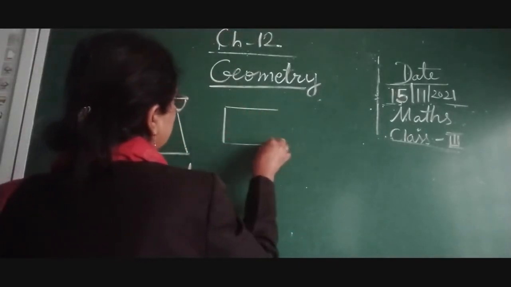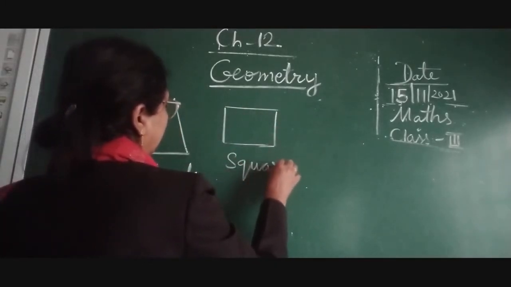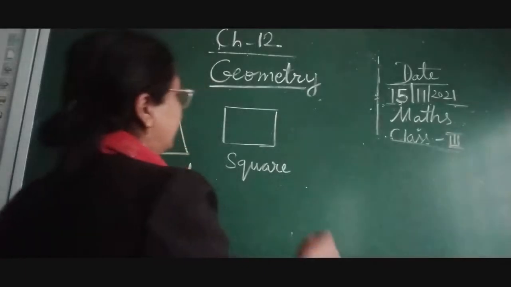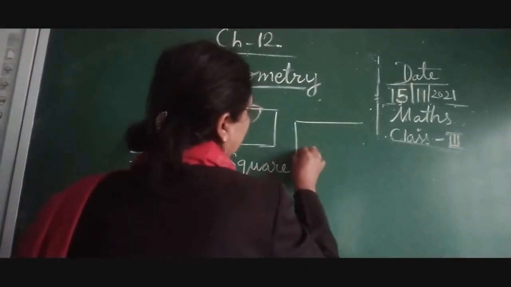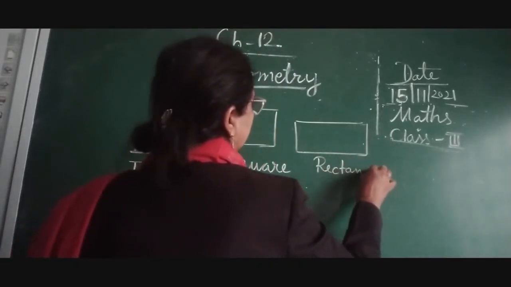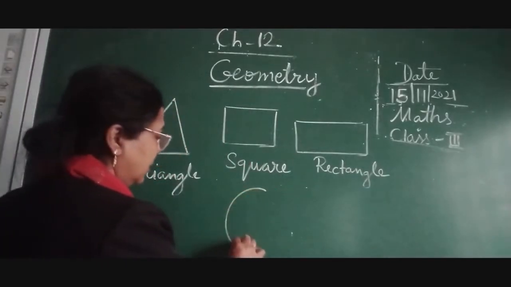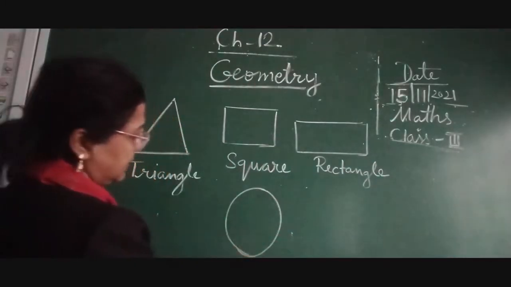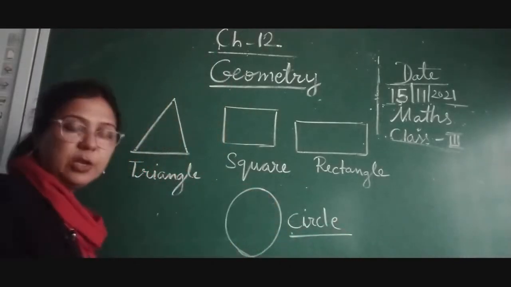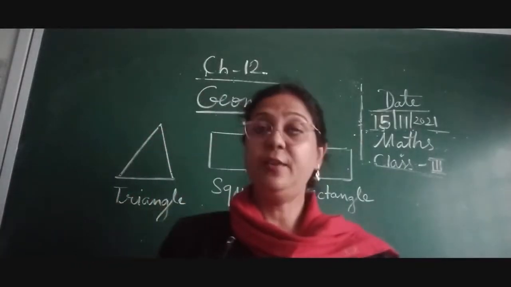Now the square. This is also a very general and fundamental shape. The next fundamental shape is the rectangle. This is a rectangle. And the last shape is the circle. This is a circle. So children, we have already learned about geometrical shapes.